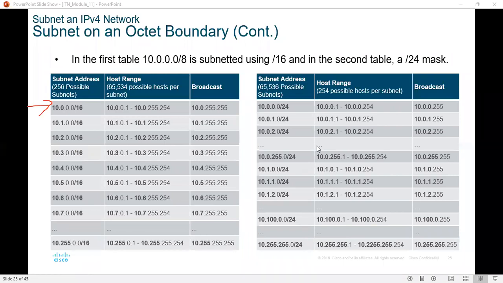So to know the number of subnets we can get, that will be 2 raised to power 16. So that will give us 65,536. So that means we can get 65,000 subnetworks. But for each of the subnetworks, we'll be able to accommodate only 254 hosts. So you can see a major difference: as we increase the prefix length, the number of hosts reduces.